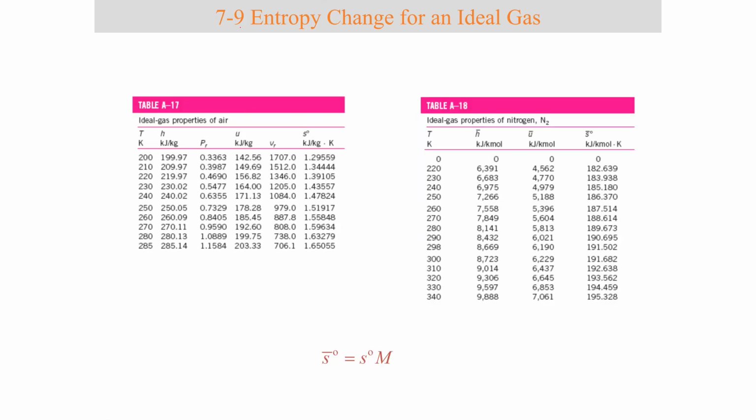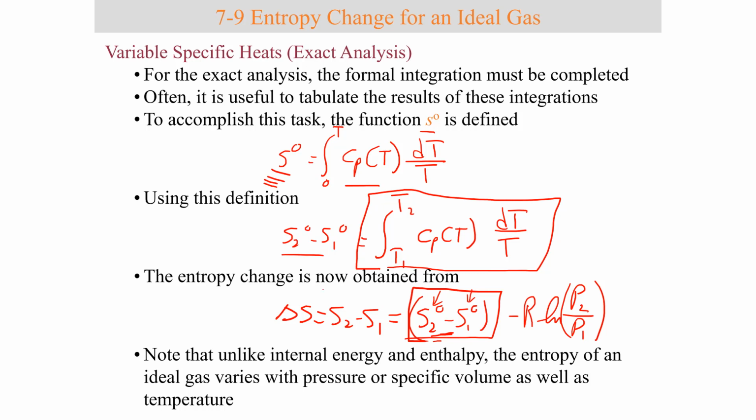And these values are tabulated in the ideal gas table. If you remember back in ideal gas tables, we went to table A17 for air, for example, and table A18 for nitrogen. There are several tables for several different types of ideal gases. We used these tables back in earlier chapters to find enthalpy and internal energy as a function of temperature. And you may have noticed back then that there's also this S superscript 0. Those values are for these parameters in this equation.